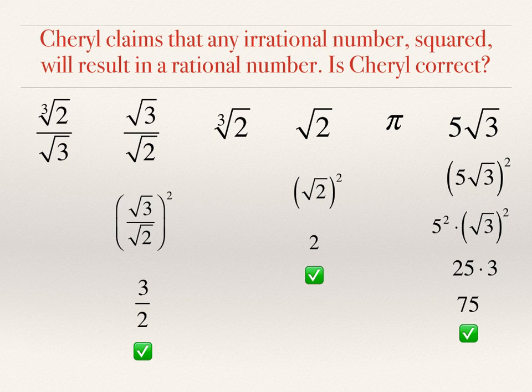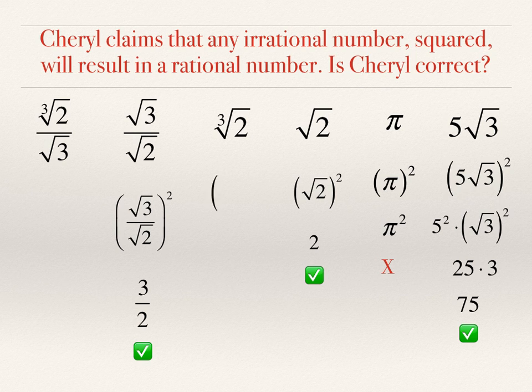Let's take a look at pi now. Pi is an irrational number. Let's square it. You'd get pi squared. Pi squared is still an irrational number. It's not like the square root of 3 squared, because square root and squaring undo each other. Pi is not an operation. We do not have inverse operations going here. That is an irrational number. I have hereby disproven Cheryl's claim.